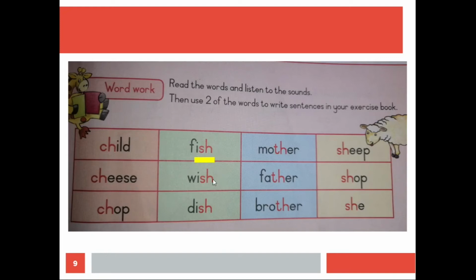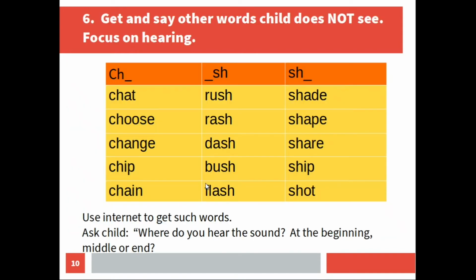I wish I had a car. I wish I had a toy. Wish, wish, wish. And the child, this is a sh sound. You must say it after me, sh, sh, wish.